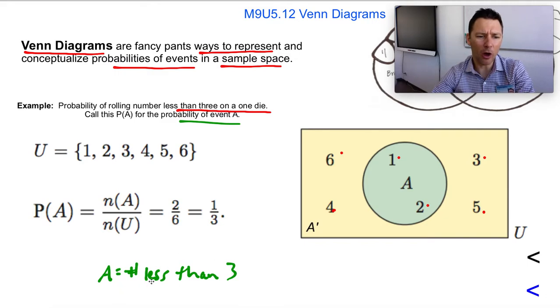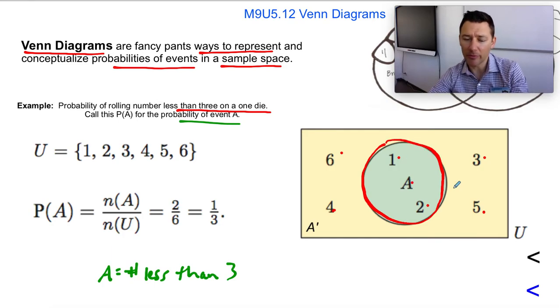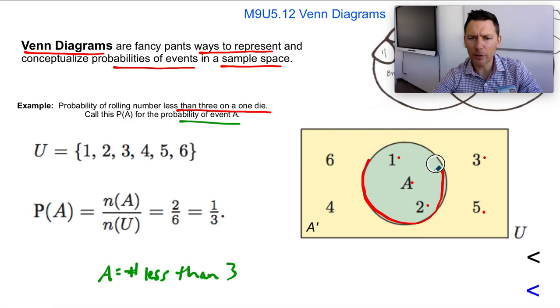So we want all the numbers that are less than 3 in this circle of probability A. Probability A means it's less than 3. 1 and 2 are in there because they're less than 3, but none of these are. They're still inside the box, they're in the big square, because they are things that could happen. They're part of the sample space. Everything that's A is in there.